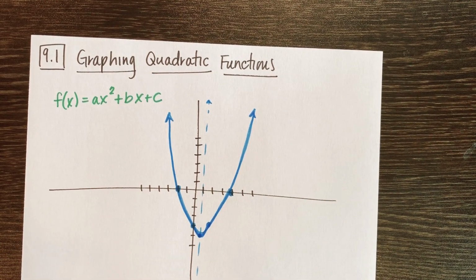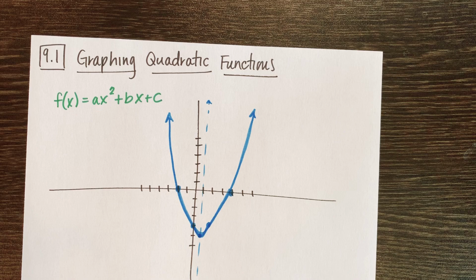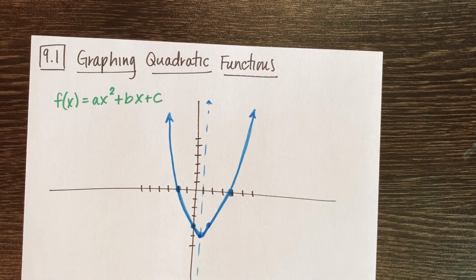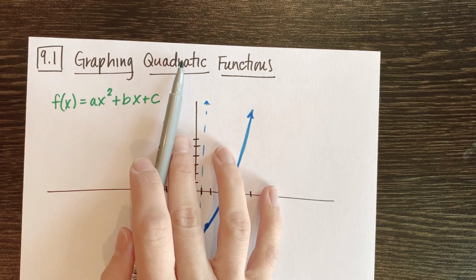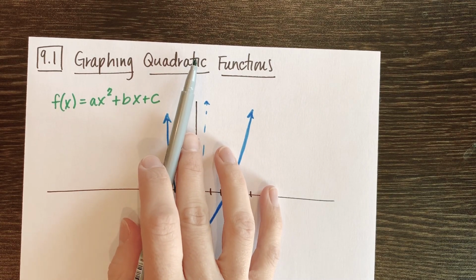This is 9.1, and we are graphing quadratic functions. So we want to think about what that means. Quadratic, we may not have heard that word in a while. We may not remember what it means, but hopefully it jogs your memory. Quadratic just means degree 2.